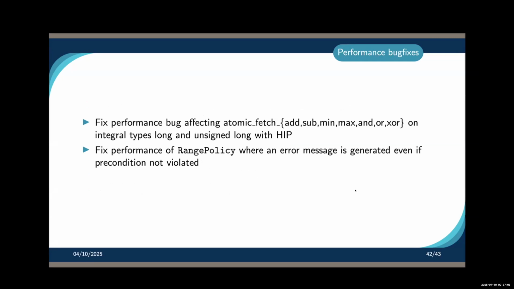All right, and finally, some performance bug fixes. There were some performance bugs affecting the atomic fetch star operations on integral types and on some long types on HIP, so we've addressed that. And we fixed the performance of range policy where we were generating an error message even if the precondition wasn't actually violated. So this should be a little bit faster now.